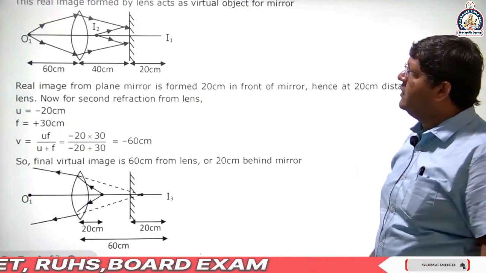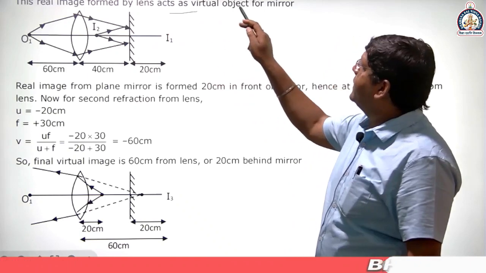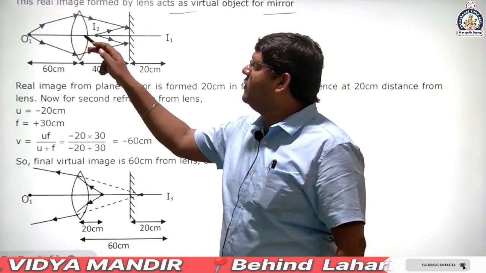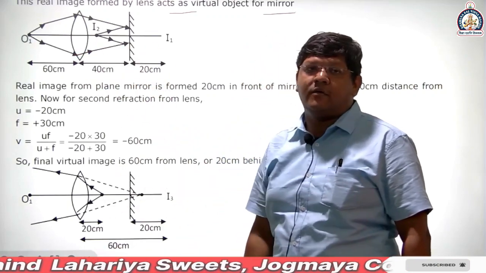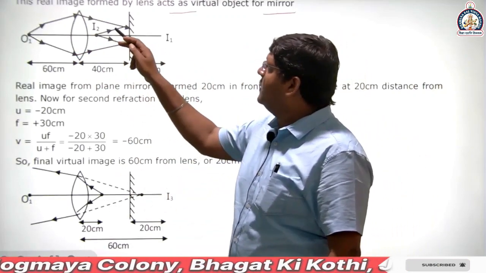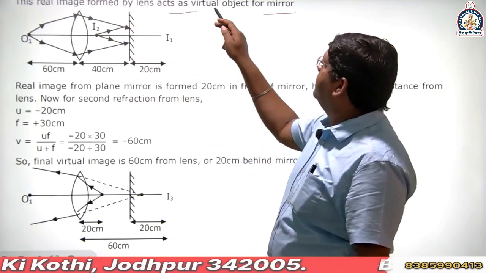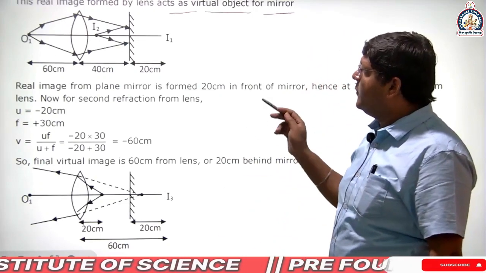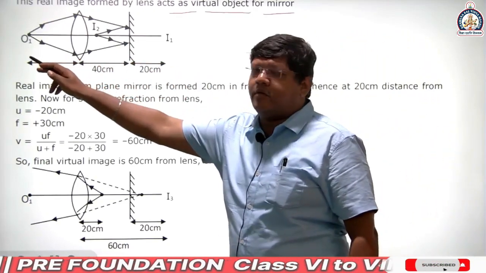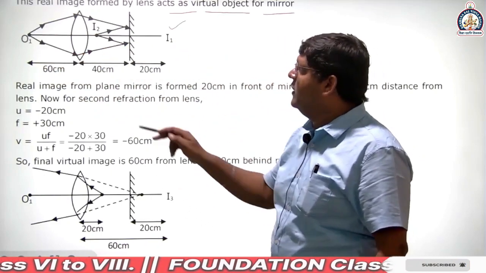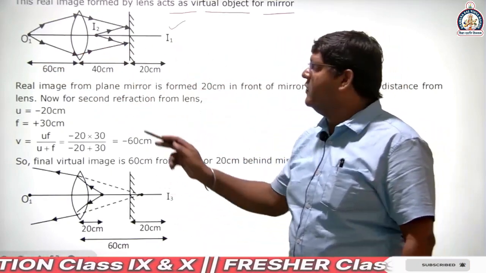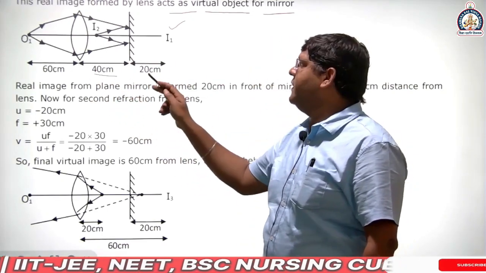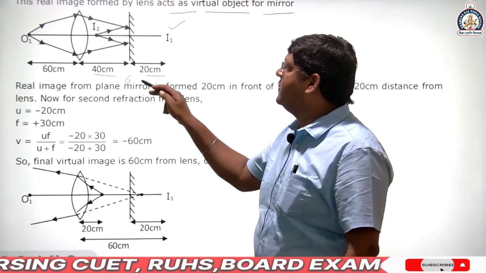Now the real image formed by the lens acts as a virtual object for the mirror. Why does this happen? Because the image formed by the lens acts as an object for the mirror. The image formed by the lens is real, but it will act as a virtual object for the mirror. Now O1 is the object and its image is at I1, at a distance of 60. The lens and mirror are at a distance of 40, and another 20 centimeter, so the total distance is 60 centimeter.